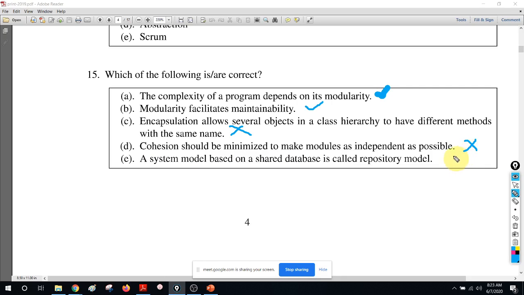The system model based on a shared database is called repository model. Yes, so that is called repository model. We have a shared repository. Other systems communicate with that. Yes, so that I will take. So for me, the answer is A and E. So I will check the answer with, sorry, A, B, and E. The 15th answer is yes, A, B, and E. Right? A, B, and E. Okay. So let's move on to the 16th.